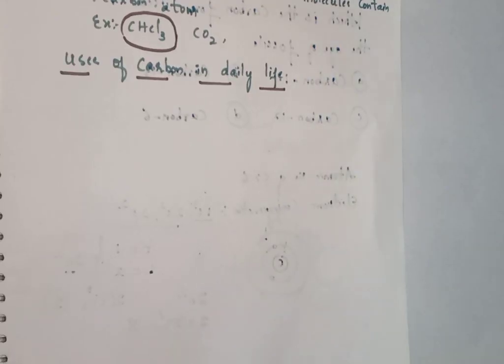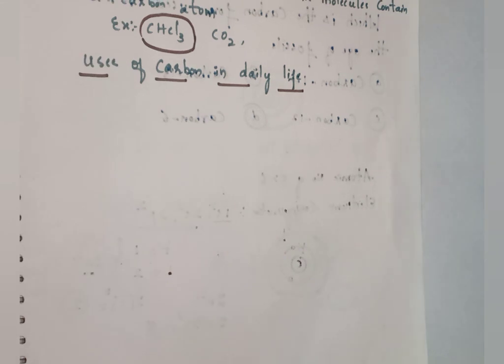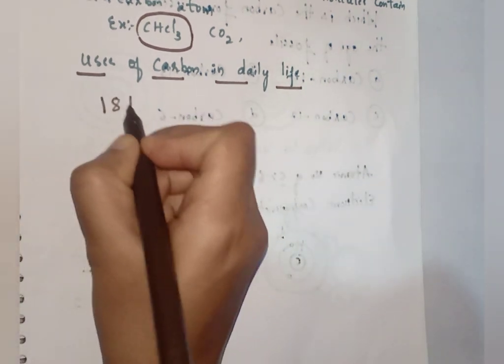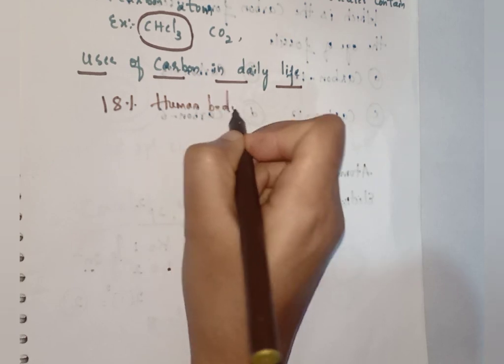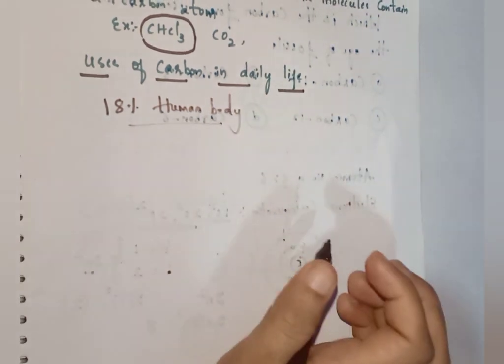Now let's study the uses of carbon in our daily life. There are immense uses of carbon in our daily life. We can see some of the important uses of carbon. 18% of the human body is made up of carbon itself.